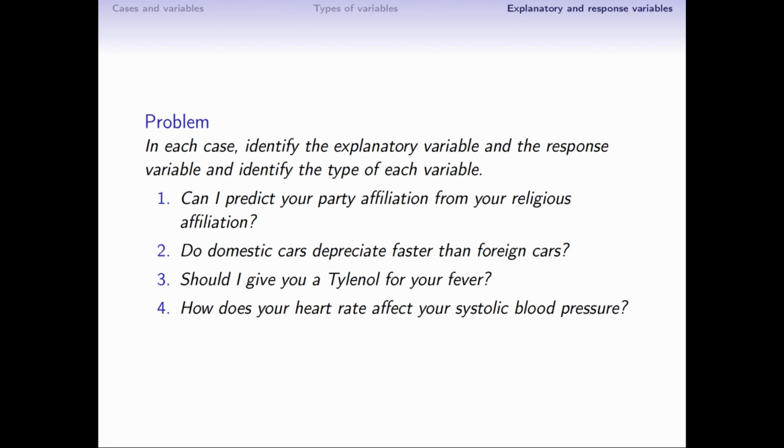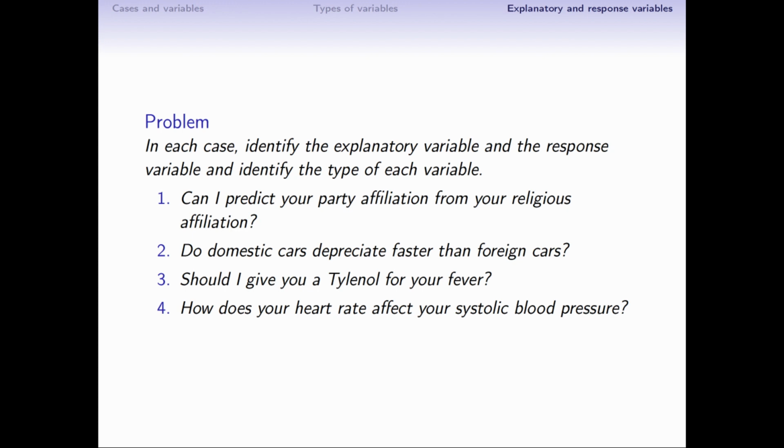We have this quantitative explanatory variable, your body temperature, triggering a response which is in a category, right? Do I not give you the Tylenol or do I give you the Tylenol? So we can have a quantitative explanatory variable helping me understand my response, which is give the Tylenol or do not give the Tylenol. So we have a quantitative input and a categorical output.